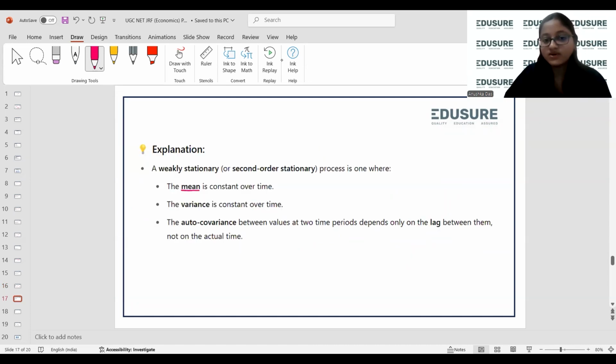Absolutely the same. The mean is constant over time, variance constant over time. Autocovariance between the two time periods may depend on the lag value. May depend. So if you are taking T and T plus H, these two time points, then the autocovariance that you are considering can depend on this lag value, which is H. It can depend on the lag value, but it will never depend upon the time.